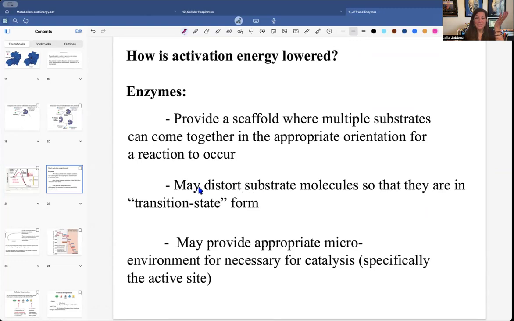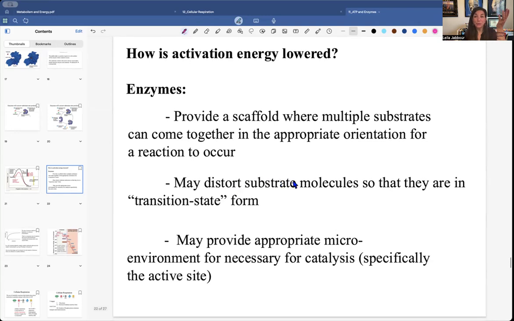So the enzyme, in bringing them together, distorts the molecules, and it produces this distorted transition state. And that's okay. That's part of the reaction. And in some cases, there's a microenvironment that's necessary for the catalysis. I can't think of a specific example off the top of my head right now, but it just makes the environment for these two substrates to be together ideal in an enzyme.